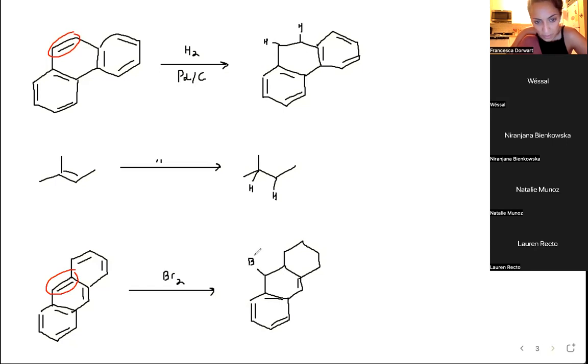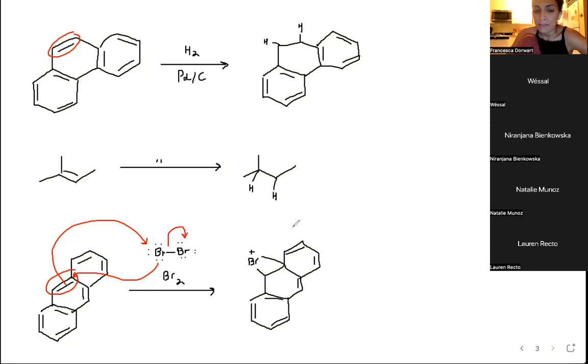Okay, so I'll put Br here. Remember, this is a positive bromine. We want to draw out this mechanism for the sake of drawing it out. These electrons come attack Br. Pi bond circles back, attacks again. Bromine leaves.